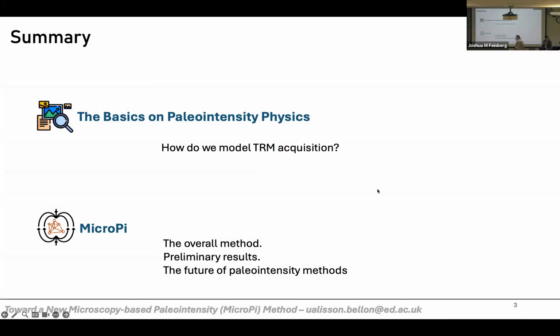All right, so when I talk about paleointensity physics, I'm not going to be talking about the basics of basics, but I'm going to be talking about more of a micromagnetic perspective. How do we model it? How we try to make it as physically closer to the reality as possible with limitations, because it's a model, so it's never going to be exactly the same. And then I'm going to talk about the MicroPi method, which is this attempt of getting individual paleointensity for individual sources within a given sample.